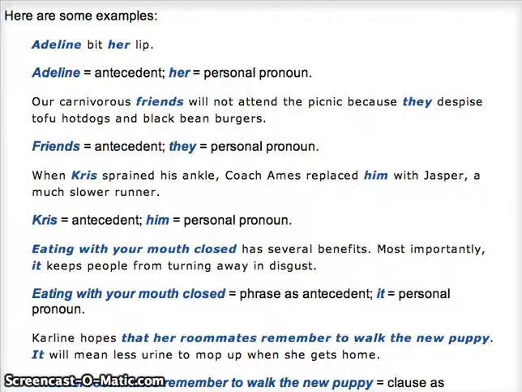Now, if you don't have me for English, you might not be familiar with my favorite English website, which is chompchomp.com. But this is it, and we're going to look really quickly at antecedents. So we have the sentence, Adeline bit her lip. So Adeline is the antecedent because it's what the personal pronoun refers to. Our carnivorous friends will not attend the picnic because they despise tofu hot dogs and black bean burgers. Totally understood, right? If I didn't like tofu dogs and black bean burgers, I wouldn't go to a vegetarian cookout either. Here, they is referring back to friends. So since friends is what it refers back to, that's the antecedent. Okay?